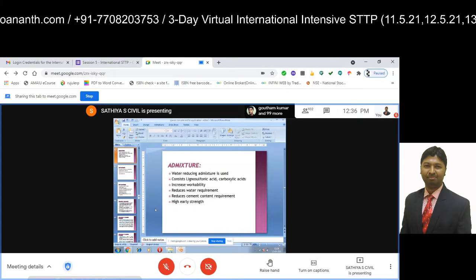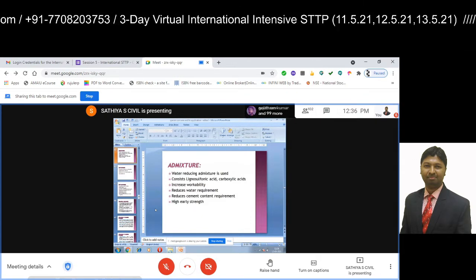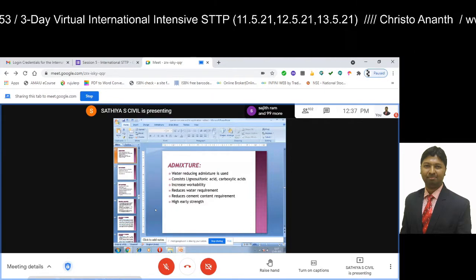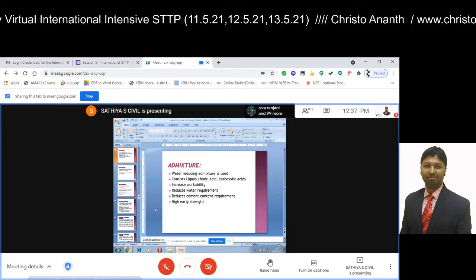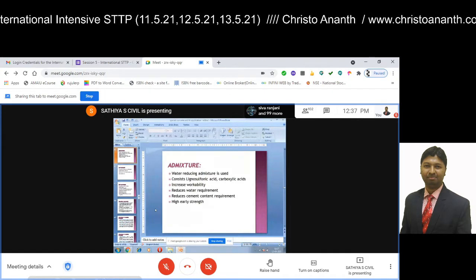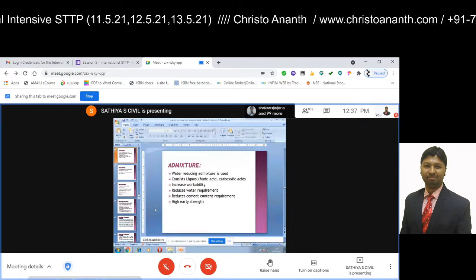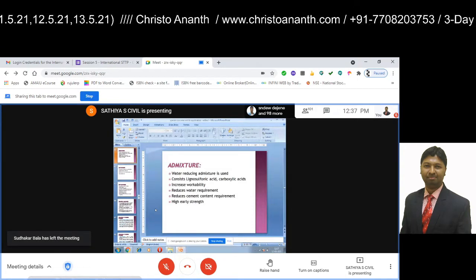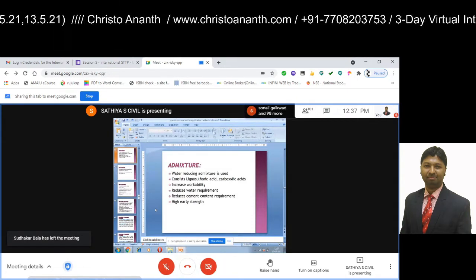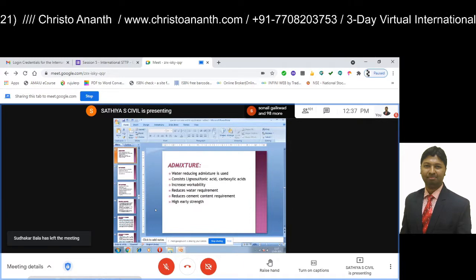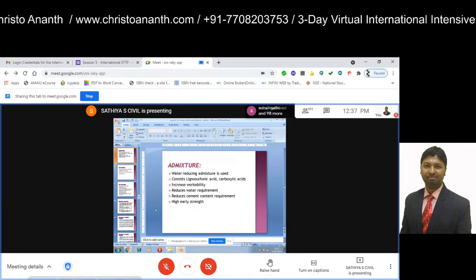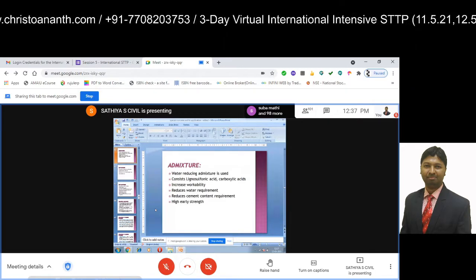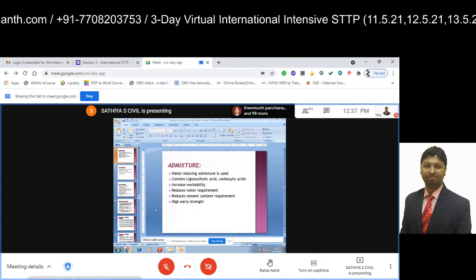When the water cement ratio is less for the concrete, definitely the strength will be increased. The water cement ratio is inversely proportional to the strength of the concrete. If the water cement ratio is reduced, the strength will be increased. If the water cement ratio is increased, the strength will be reduced. Then it reduces cement content requirement, hence it is very economical. We can reduce the cement.